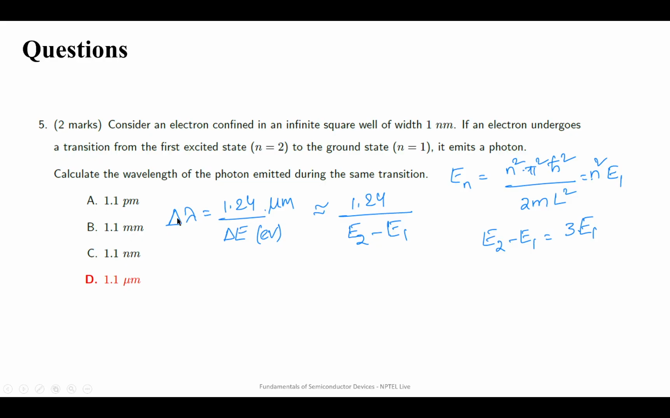So for the wavelength, the change in energy is 3 E1. So E1 you can calculate by putting 1 nanometer, and we know that to calculate lambda you just have to do 1.24 by delta E, where you calculate delta E in eV. You place it here, and delta E will come out around 1.1 to 1.2 eV, and the lambda you will get is 1.1 micron.